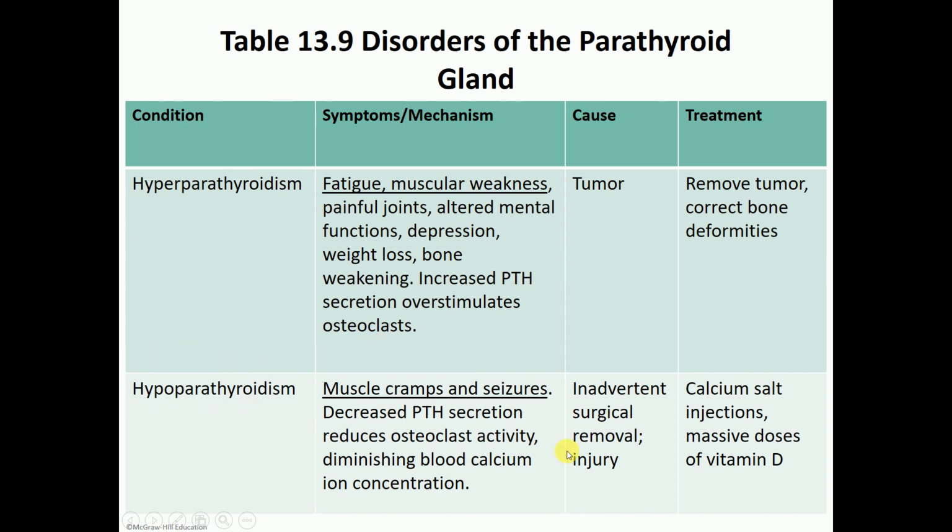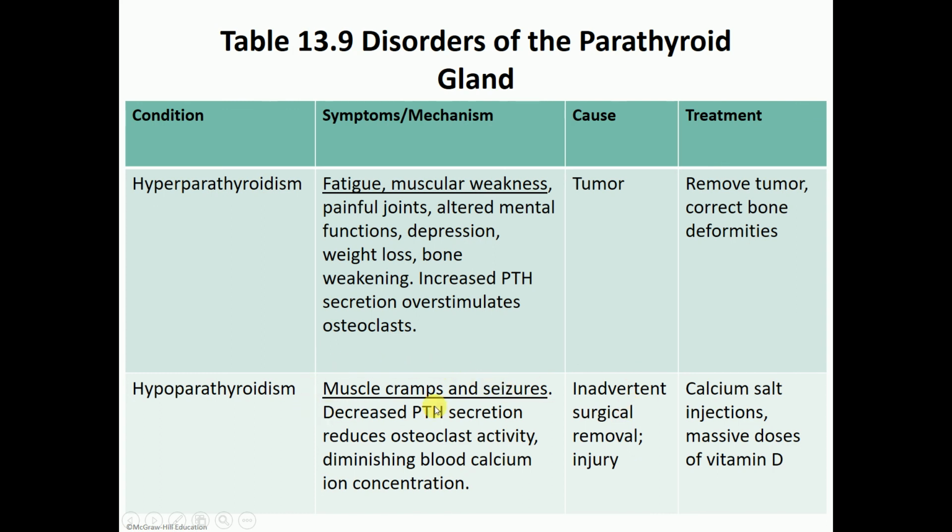Hypoparathyroidism usually is due to the inadvertent surgical removal. So if a patient gets a thyroidectomy, because these parathyroids are right on the posterior surface, sometimes they're even embedded within the thyroid tissue, these parathyroid glands sometimes are removed by mistake. Or if a patient has thyroid cancer, then they are removed to make sure, just in case that cancer has invaded the parathyroid tissue. Okay, so that is the cause of hypoparathyroidism.